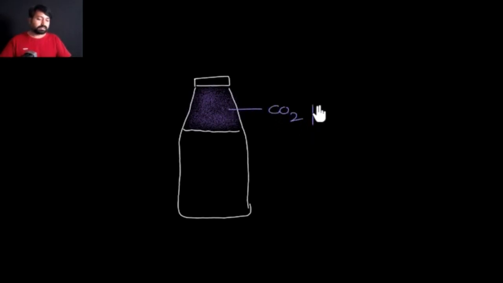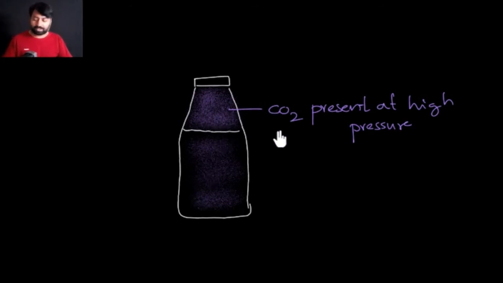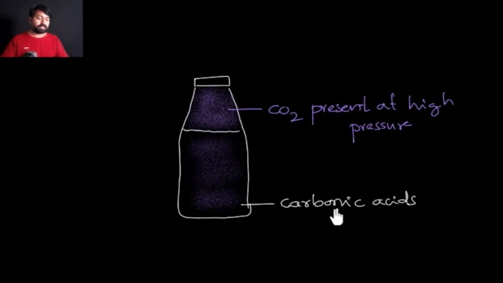CO2 is present at high pressure. At high pressure, this carbon dioxide gas gets dissolved into water. The portion dissolved is less as compared to the amount above the surface, but the carbon dioxide is always dissolved at high pressure. Without high pressure, you cannot dissolve carbon dioxide in water. But when you dissolve carbon dioxide in water, it forms carbonic acid. So both things take place here.